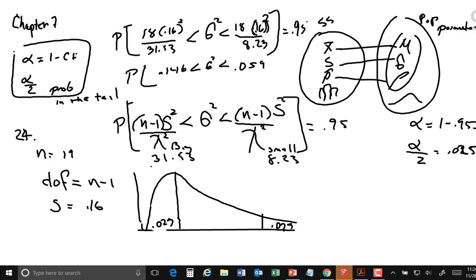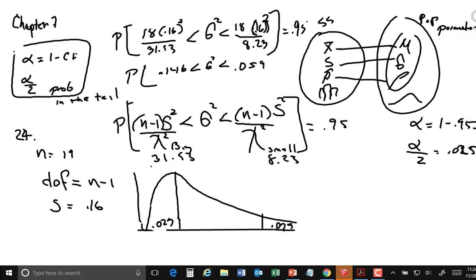How do you use the 0.95? We use it to get alpha. Remember, alpha is 1 minus the confidence interval. Then we divide that by 2. That tells us how much area is in the curve, 0.025.